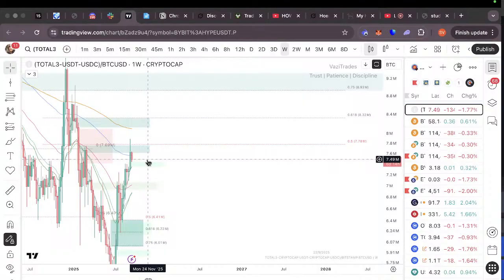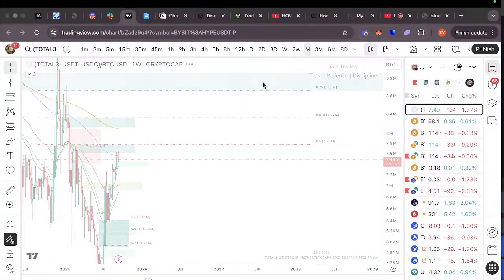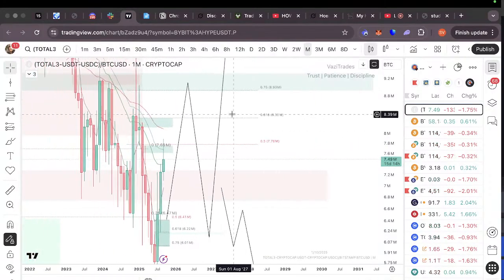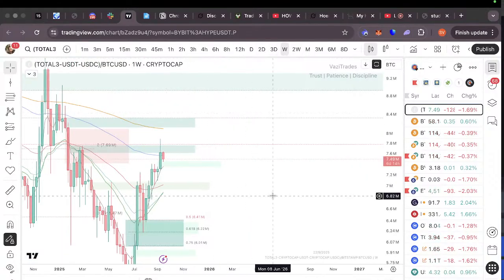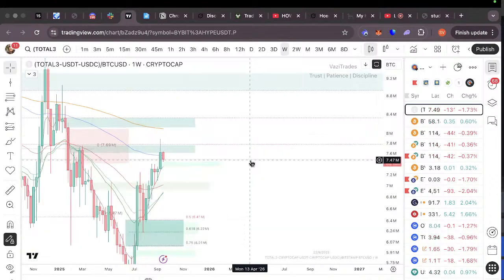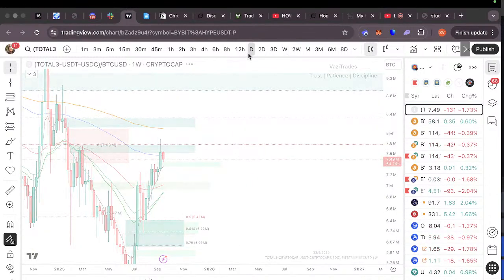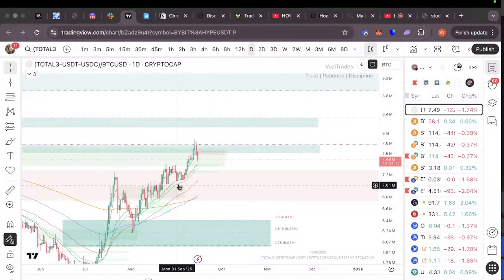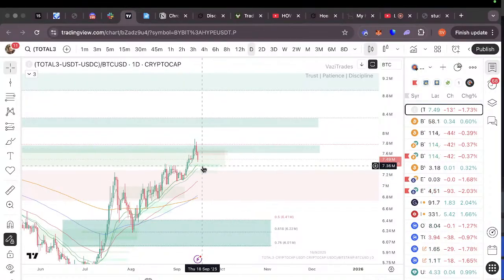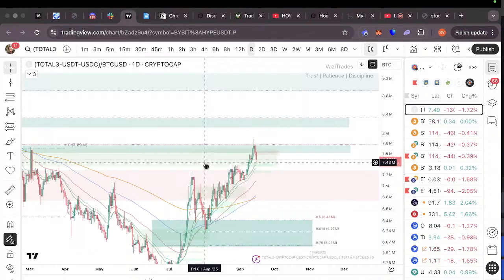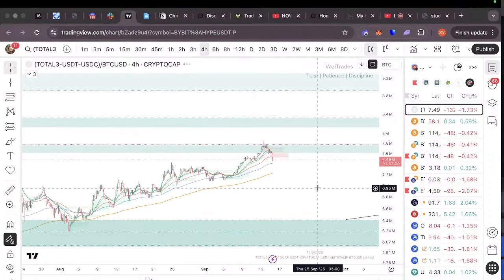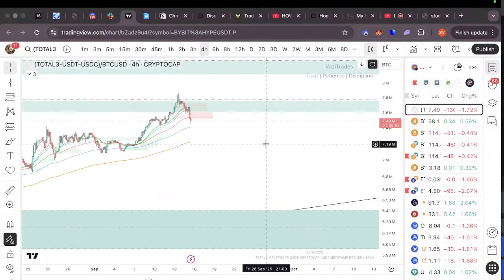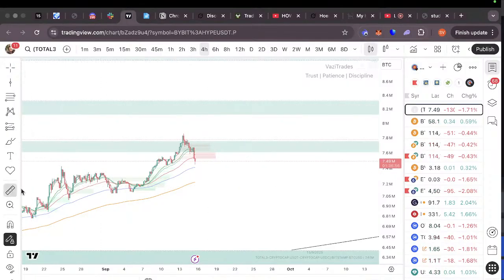Okay, on weekly it came to resistance, monthly it rejected. Let's go back to weekly. On weekly it's about this weekly FVG, the same as with other charts. Okay, the same situation, rejected, came back to 20-26 EMA. I would say the same thing. Just hold these 2 EMAs and it should be fine. Or on 4 hour, hold this 200 EMA and it should be fine.